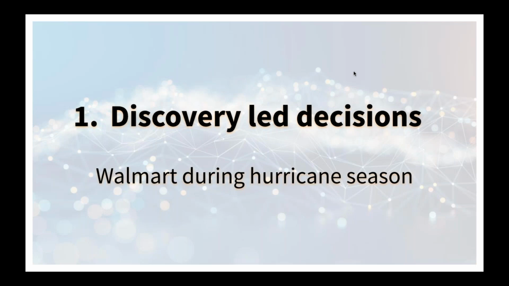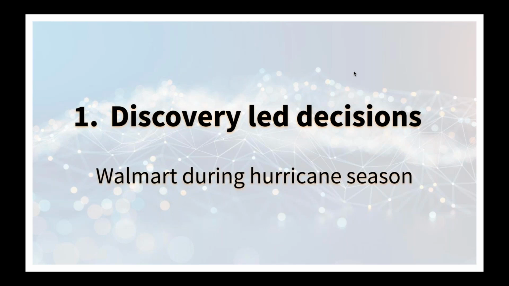So the first type of data-driven decision that you can make is a discovery-led decision. Essentially, this means looking into your data and discovering something that provides you with evidence of some kind of event taking place that you may otherwise not have recognized. An example of a discovery-led decision is what happened when data scientists looked into Walmart's data during hurricane season.